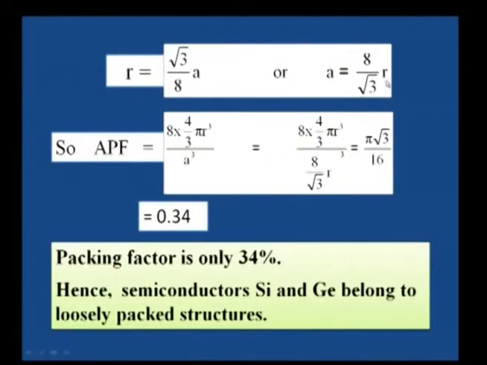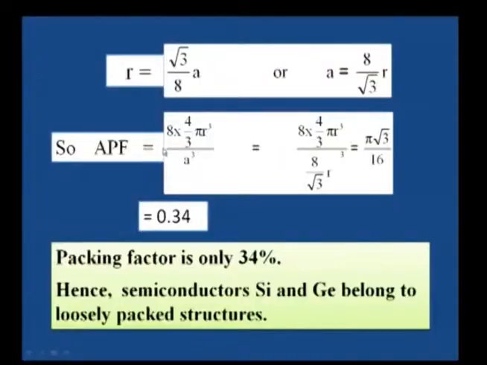To calculate APF, you have to have a relation between the radius and a, so that you can cancel a and r. So a will be equal to 8 by square root of 3 into r. So APF will be, what is APF? The volume occupied by the atoms to the cell volume. Cell volume is a cube, because it is a cubic thing. So this is a, this is also a, and so this is a cube. And how many atoms are there, that I have shown you here, 8 atoms. So naturally my APF will be equal to 8 times the volume of each atom, 4 by 3 pi r cube, by a cube.